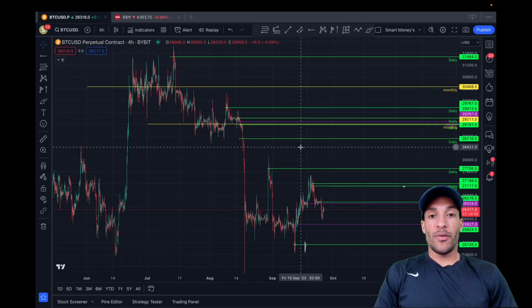So I really hope this strategy with finding daily, weekly, and monthly levels, combining them with other confluences such as the Fibonacci tool and the fixed range tool is really going to help with your trading.